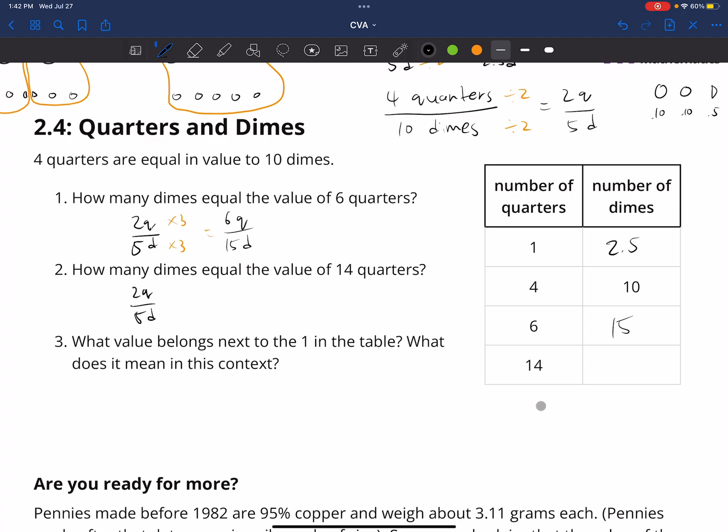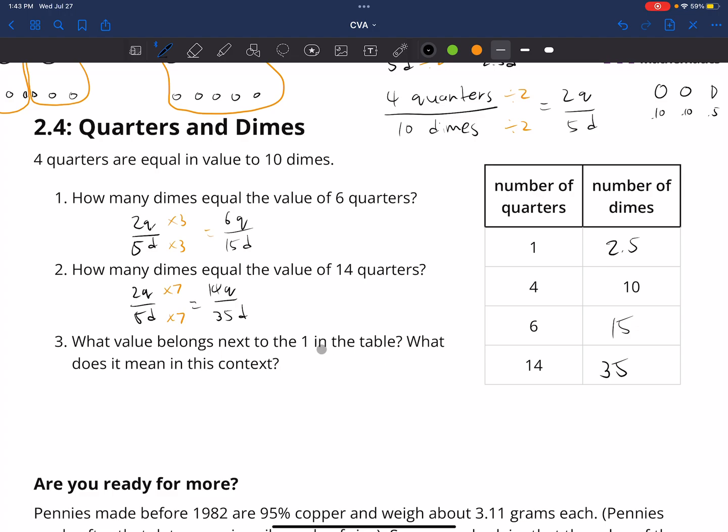So 2/4 is equal to 5 dimes. And then now I want to figure out 14/4, right? So that's 14/4. And in order for me to get 14/4, I had to multiply by 7 on the top and the bottom. And 5 times 7 is 35 dimes. And so my answer is 35 dimes here.